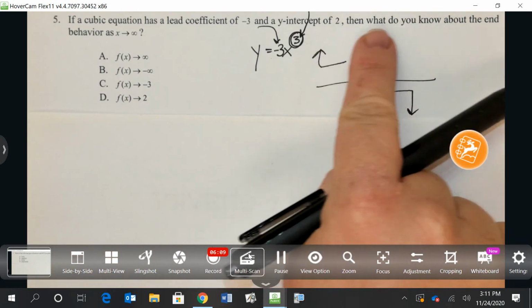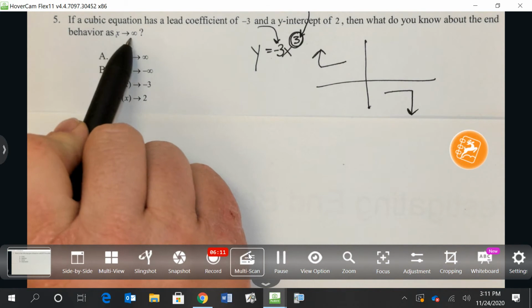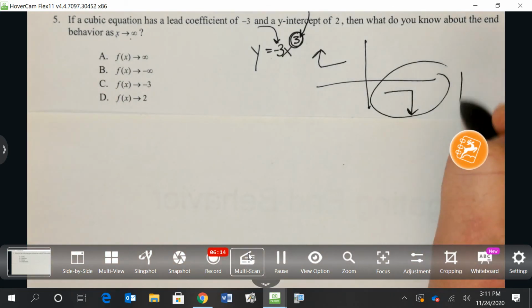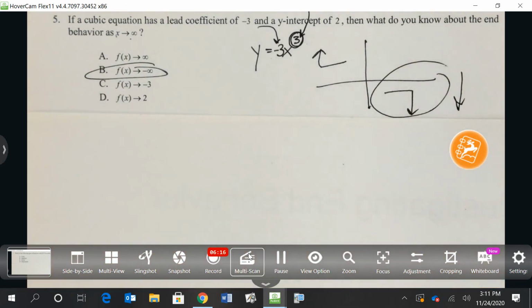Now, then what do you know about the end behavior? As you go to the right, what's happening? As you go to the right, it's headed down. Correct option is B.